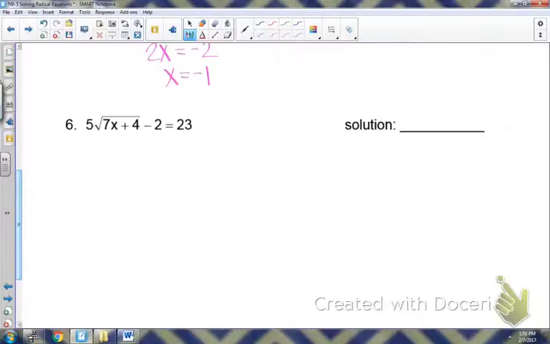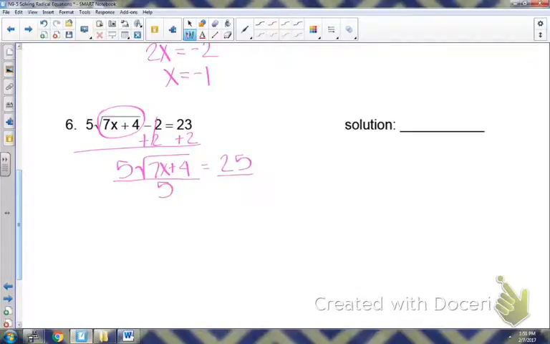Alright, last one. Your radical is the square root of 7x plus 4. Okay, we need to get rid of the 2 and the 5. So first we have to add the 2. And then divide by that 5. Okay, so we have the square root of 7x plus 4 equals 5. Now I can get rid of the radical by squaring both sides.